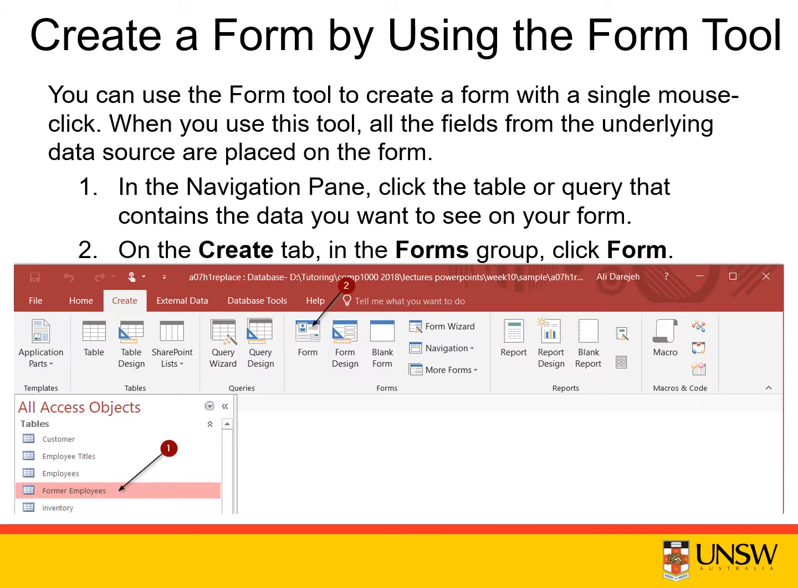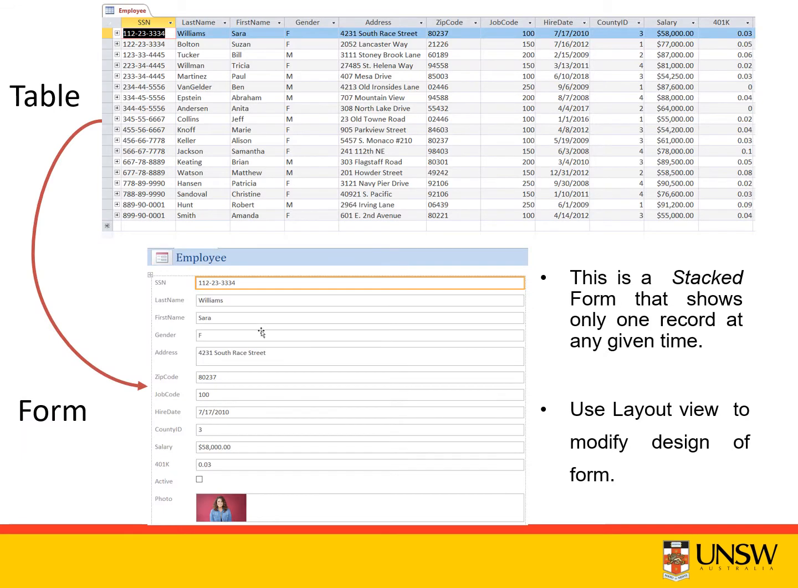There are different methods for creating a form. The easiest one is clicking on the target table or query and clicking the form button. Here you can see an example of a table that is converted to a form. This is a stacked form that shows only one record at any given time.